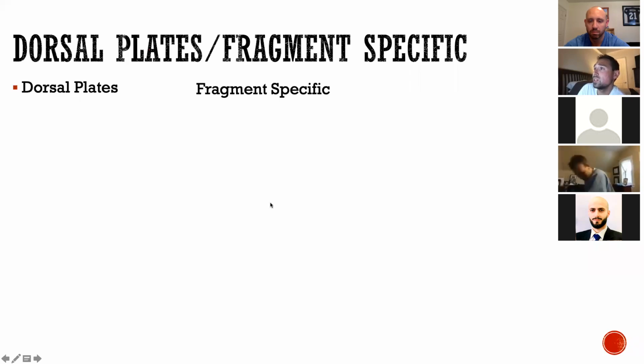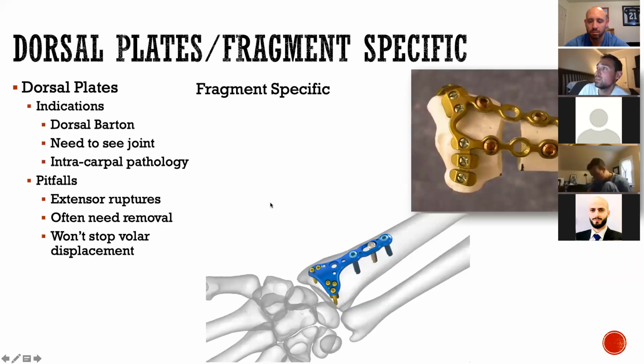A couple other adjuncts are dorsal plates or fragment specific plates. These are two different things. I just put them on the same slide. A dorsal plate obviously goes on the dorsum of the distal radius. You can see here, the indication for those would be something like a dorsal shear, where you want to put that buttress up against it.